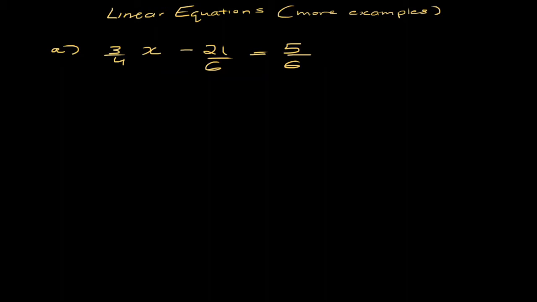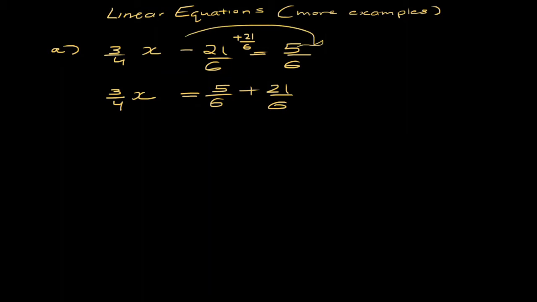So let's do what we normally would do. With 3 over 4x, we want to get rid of the 21 over 6 and move it to the right-hand side. So we just have to add it to both sides. Normally I would also write 21 over 6 on this side, but I want you guys to get used to just writing it as moving from this side to the other by adding. That's sort of the shortcut to use.